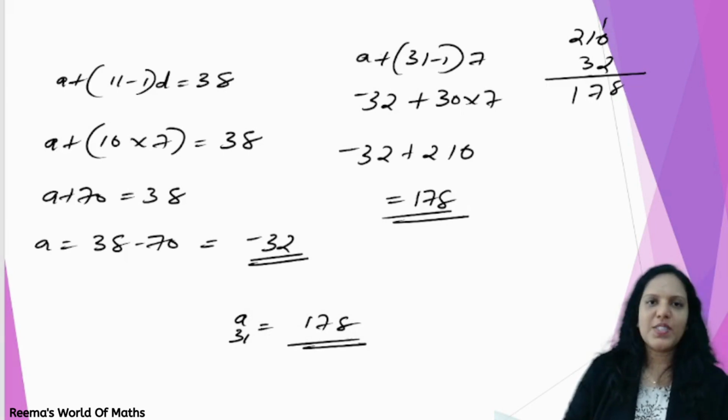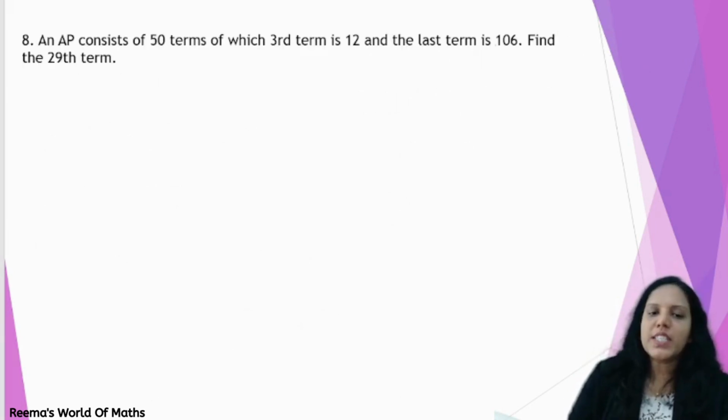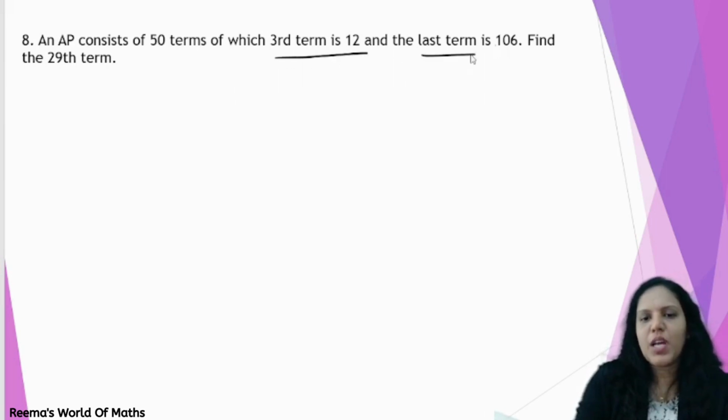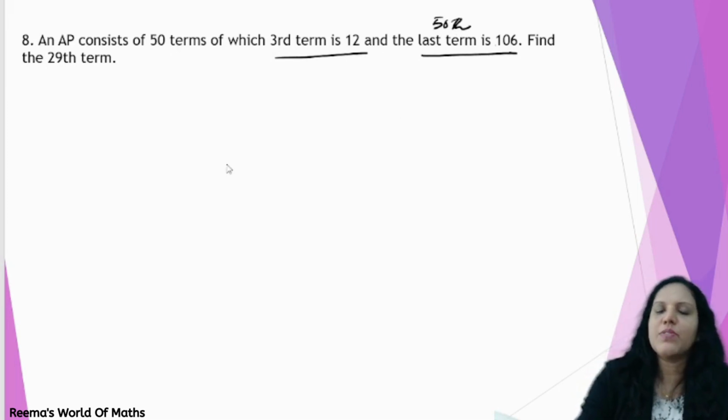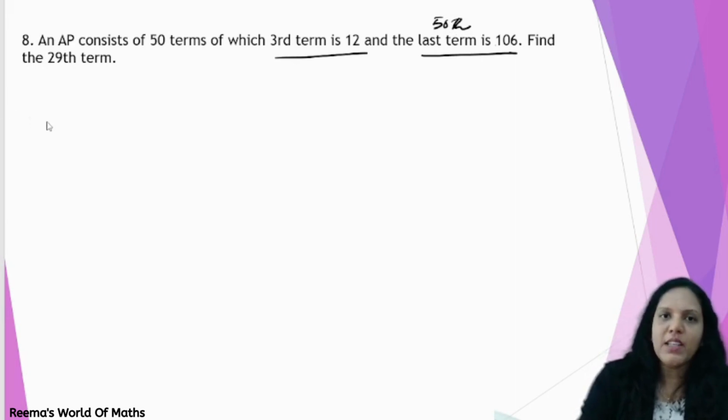Let's see the next question. An AP consists of 50 terms, of which the third term is 12 and the last term is 106. Find the 29th term. We are given the third term, which is 12, and the last term. Since it has only 50 terms, the last term is the 50th term. The 50th term is 106. For a given term an, we can write a plus n minus 1 into d.